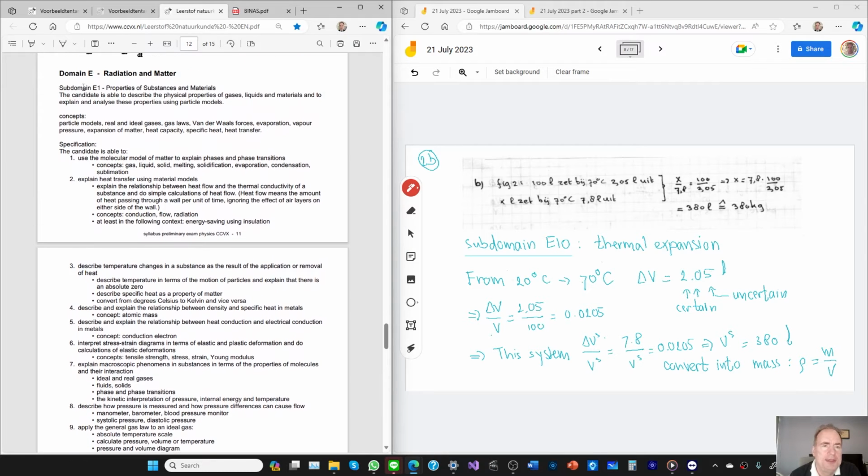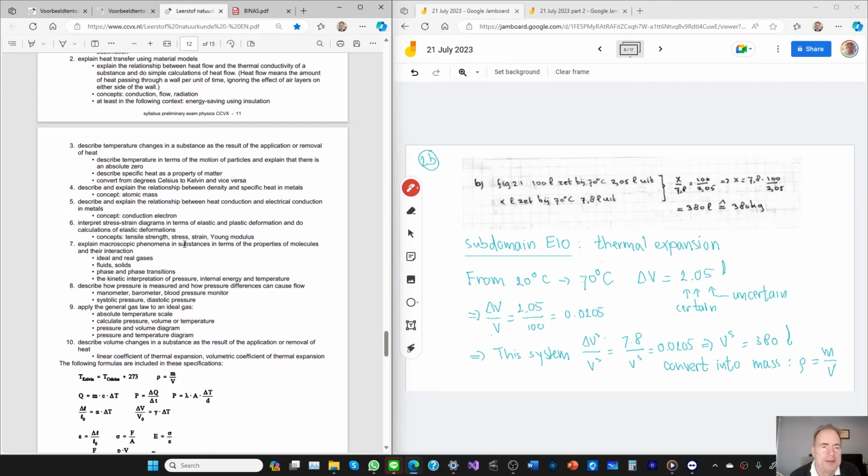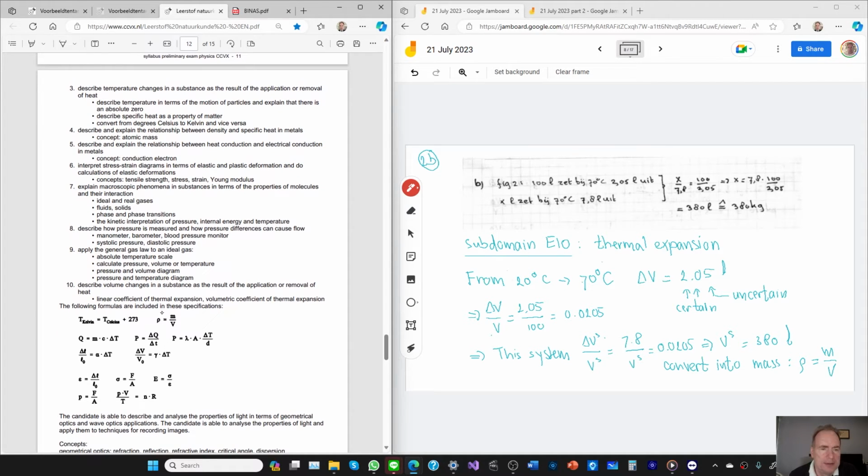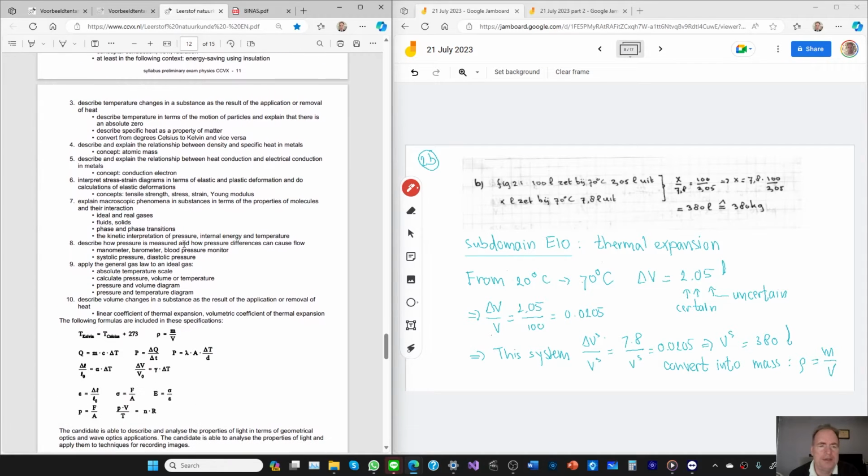Actually, it should be subdomain E1 here, but item 10 describes volume changes in a substance as a result of application or removal of heat. And they give some equations related to that. You can either look at a length increase for a linear material: delta L divided by L0 is alpha times delta T, or a volume change, delta V divided by the original volume. These are also sometimes called coefficients of thermal expansion.